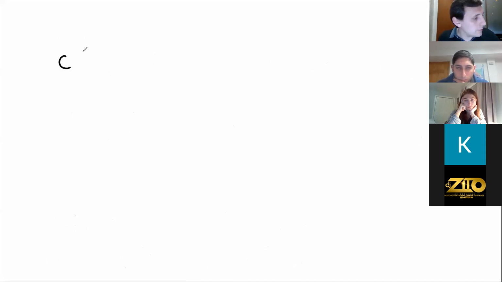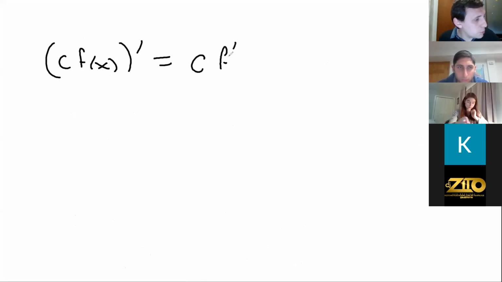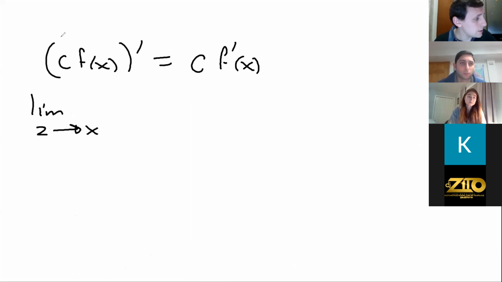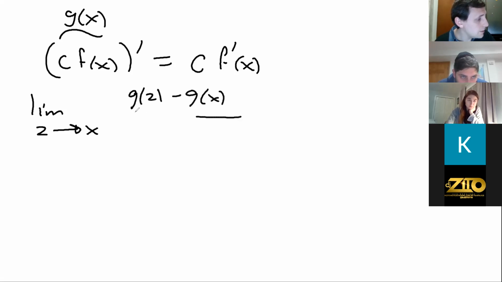The derivative of a function multiplied by a constant, I can skip the derivative and push it to the function. And the reasons for that are trivial. Because look at it, the derivative of c times f of x, z going to x. Let's call this function g of x, right? So that's the limit as z goes to x of g of z minus g of x divided by z minus x. What is that?